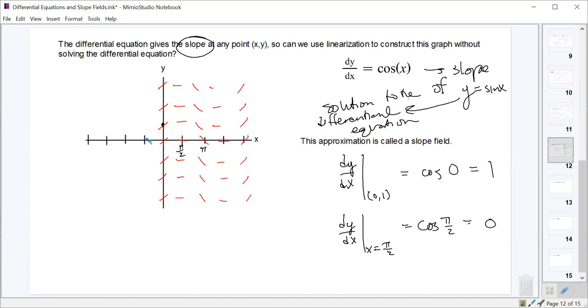And what about at negative pi over 2? 0. And what about at negative pi? -1. And what about negative 3 pi over 2? 0. And at negative 2 pi? 1.